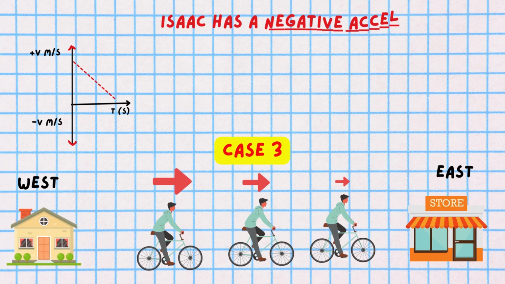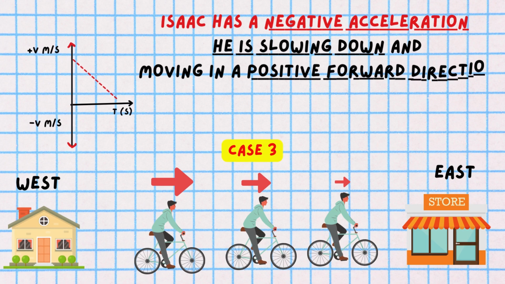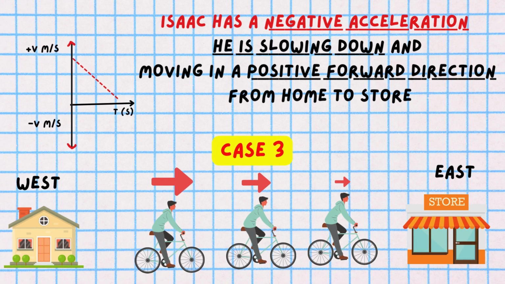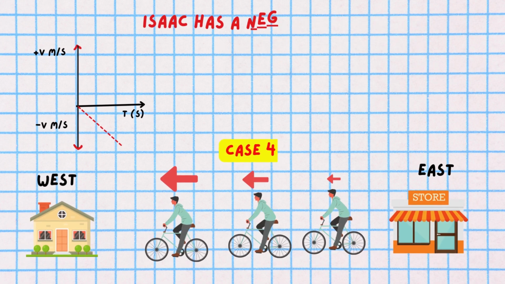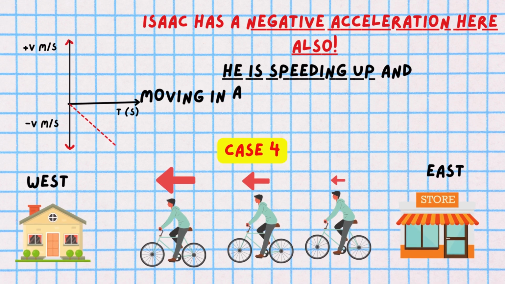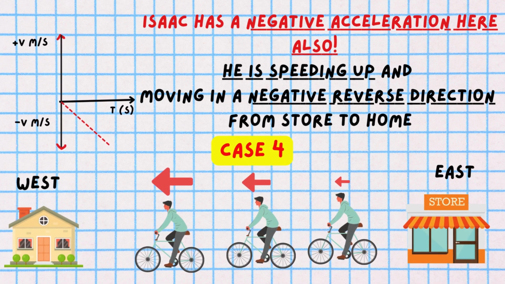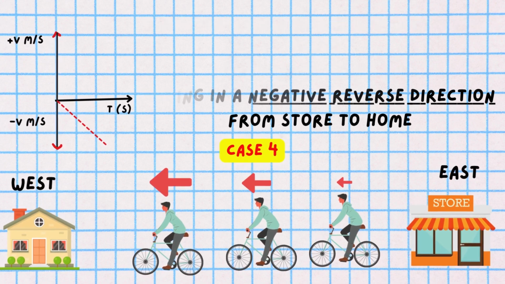Case 3. Isaac has a negative acceleration here since he is slowing down and moving in a positive forward direction to the store from his home. Case 4. Isaac has a negative acceleration here as well since he's speeding up and moving in a negative reverse direction to his home from the store.